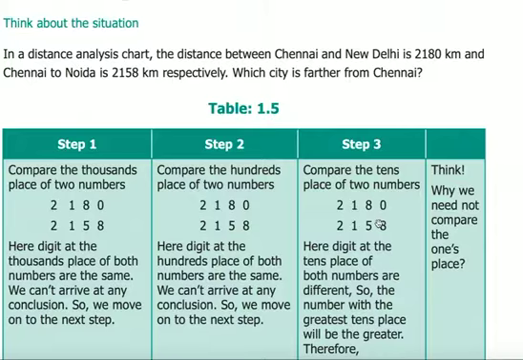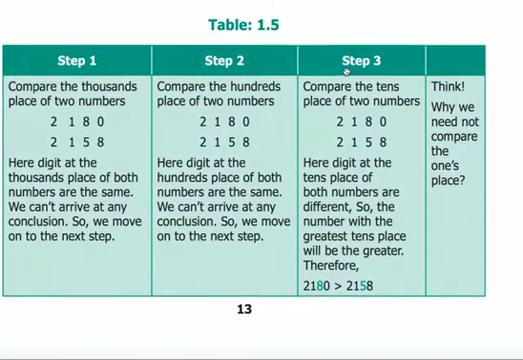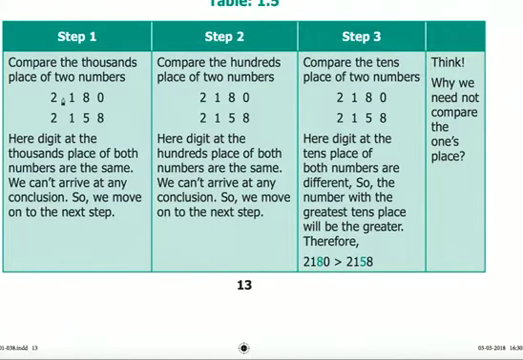In the distance analysis chart, the distance between Chennai and New Delhi is 2180 km and the Chennai and Noida 2158 km. Which city is farther from Chennai? Which city? 180 is more than 158, so New Delhi. Okay.